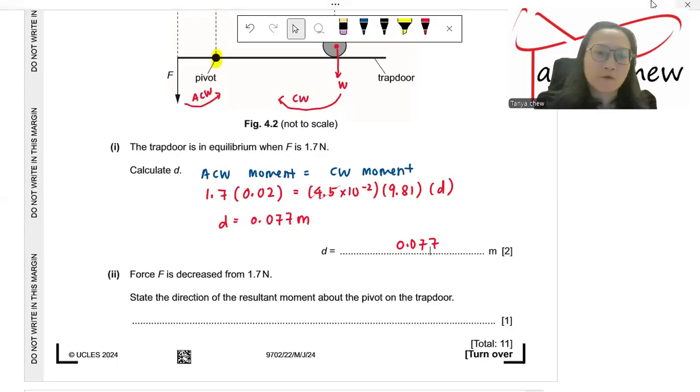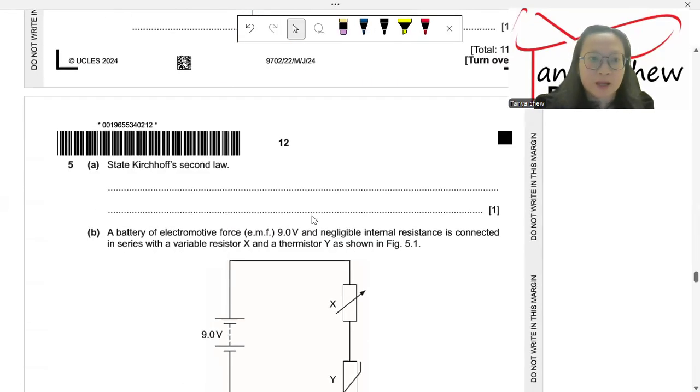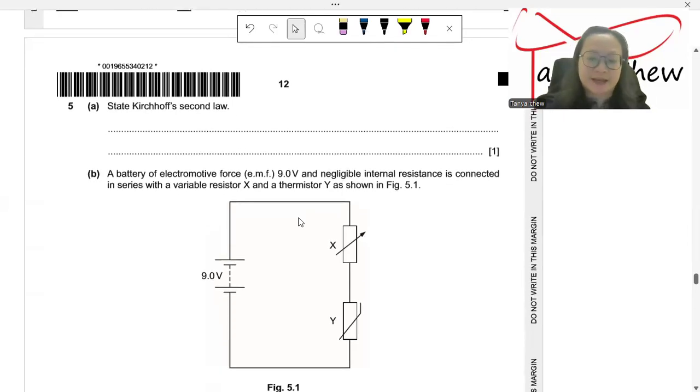Now, the third one: the force F is decreased from 1.7 Newton. State the direction of the resultant moment about the pivot on the trapdoor. Since the force is decreasing, look at anti-clockwise, it is decreasing. So the anti-clockwise moment is decreasing, so the clockwise moment is larger. So what happens to the resultant moment? It will have to turn clockwise. Yes, the direction of the resultant moment is clockwise. So that's the answer.